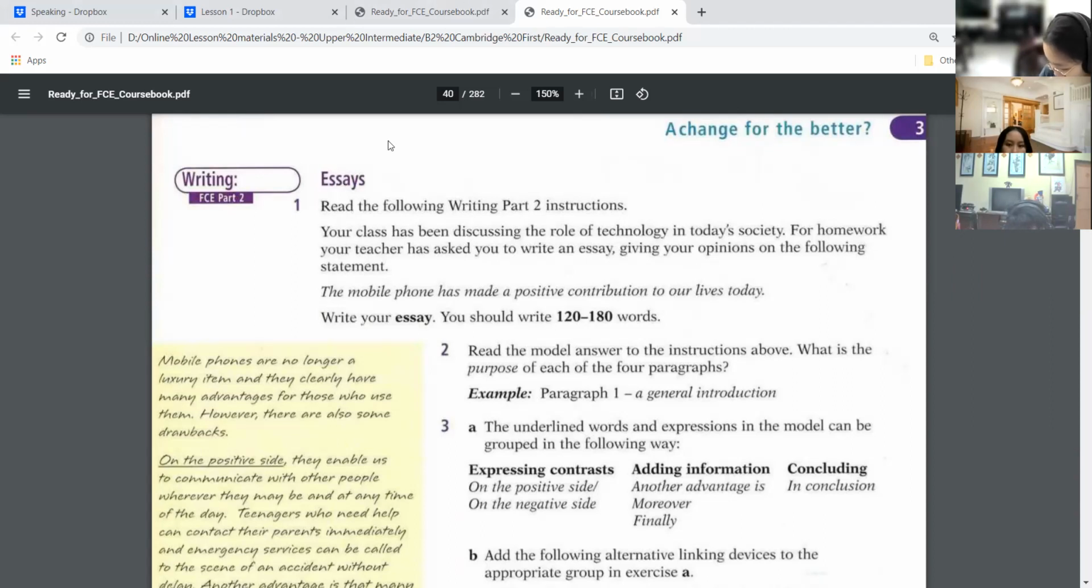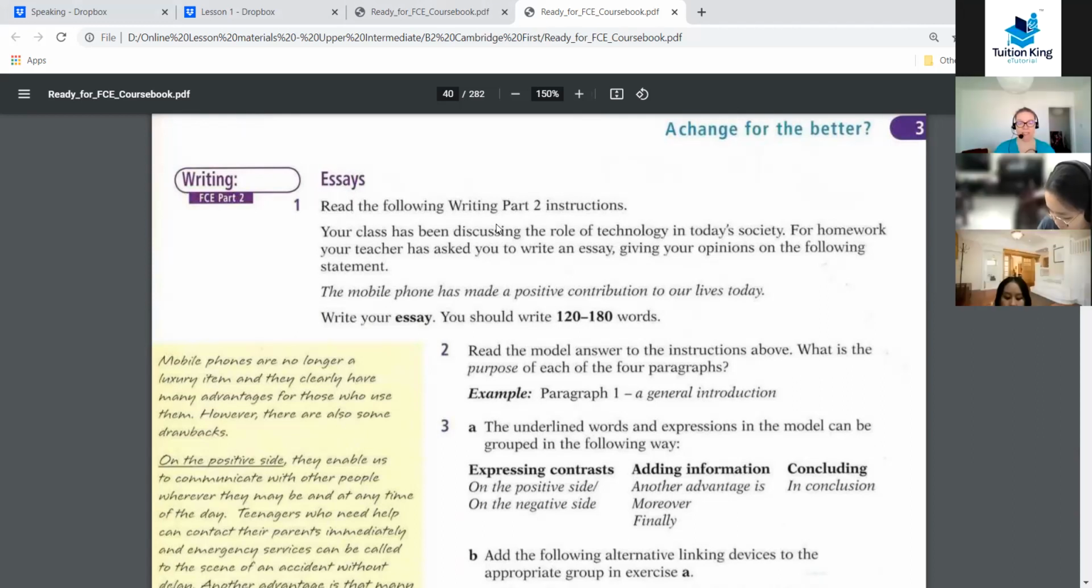What I'd like you to think about is the role of technology in our society, okay? So here is a typical question. Your class has been discussing the role of technology in today's society. And for homework, your teacher has asked you to write an essay giving your opinions on the following statement. And here is this statement. The mobile phone has made a positive contribution to our lives today.